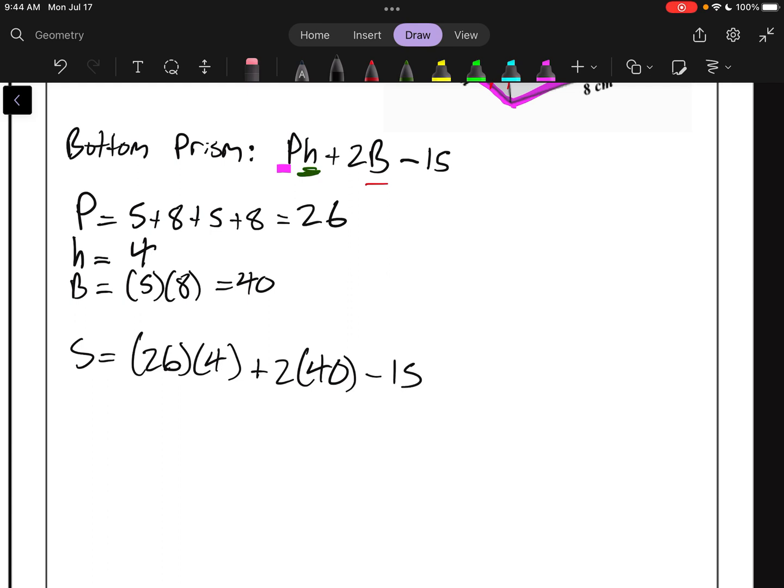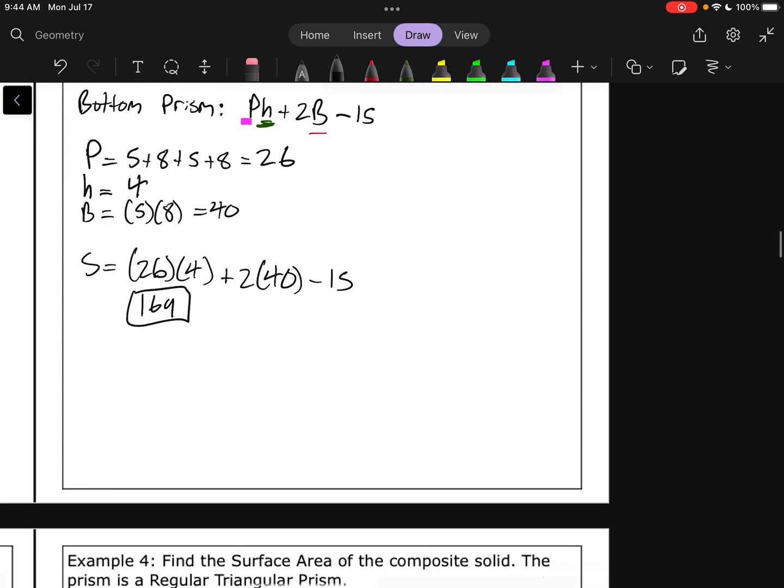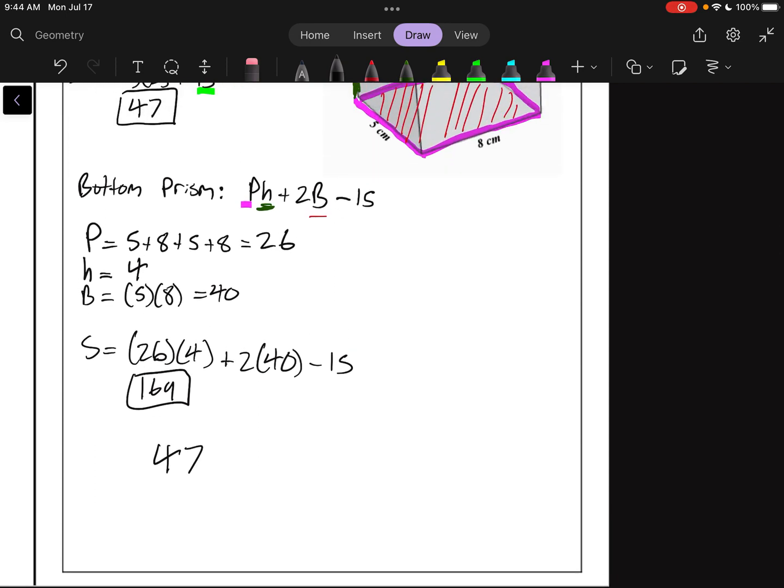Let me type that in there. 26 times 4 plus 2 times 40 minus 15. Getting 169. Okay, so we have 169 for the bottom one. We have 47 for the top one. Let's add them up. 47 plus 169 is 216, and this will be centimeters squared.